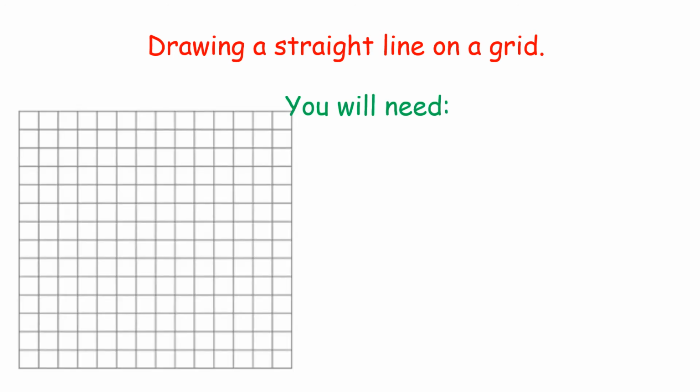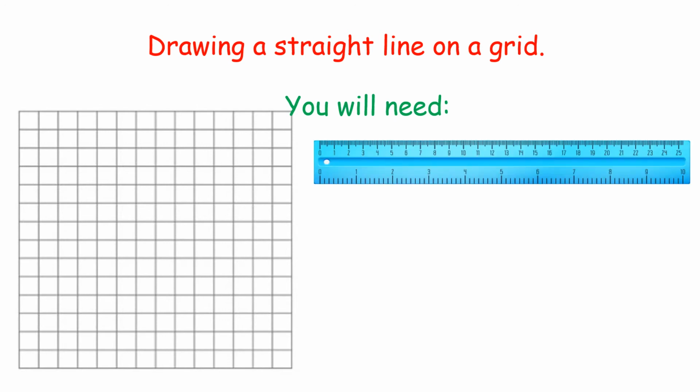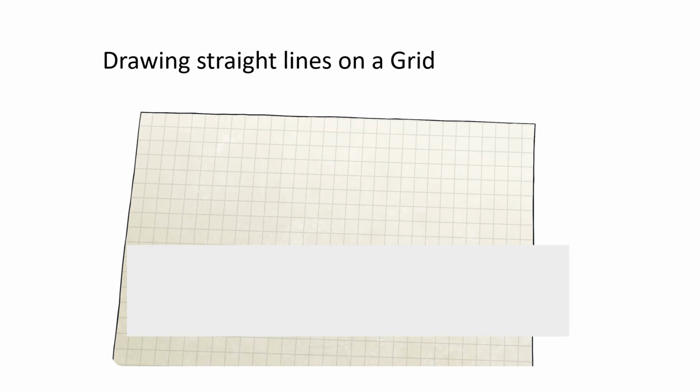We could also draw a straight line on a grid. To do this, we'll need grid paper. So this is paper with squares already on it. We'll need a ruler and we'll need a pencil. Drawing straight lines on a grid is slightly easier because there's already squares to help you.